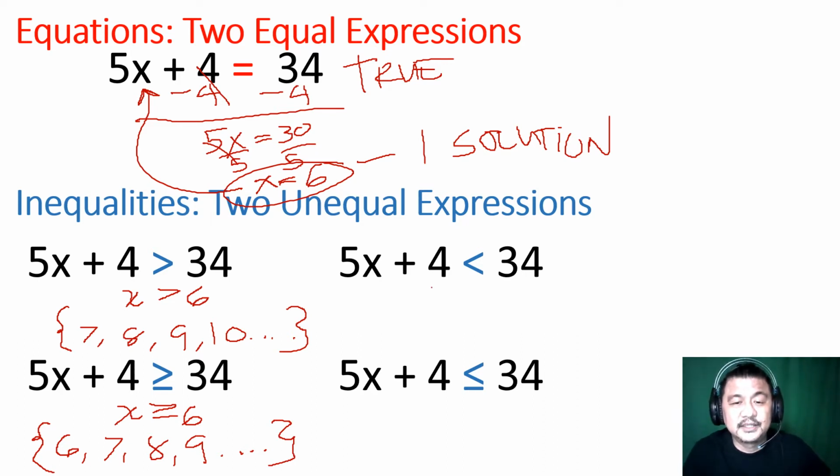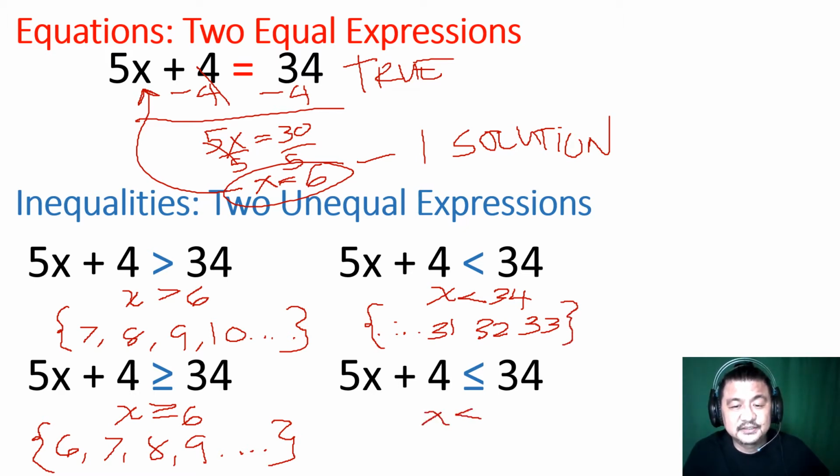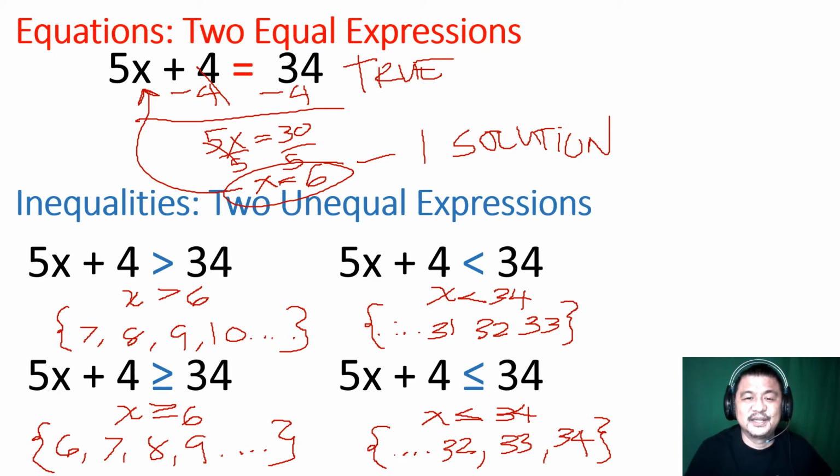Look at this. At the end, you'll get x is less than 34. What are the numbers less than 34? You can get 33, 32, 31, dot, dot, dot, until it goes down, right? What if x is less than or equal to 34? You could begin with 34, going down 33, 32, dot, dot, dot, until you get a lesser number. So there are an infinite number of solutions here, depending on what symbol you get. So that's the difference. One solution here, but for inequalities, it is more than one.